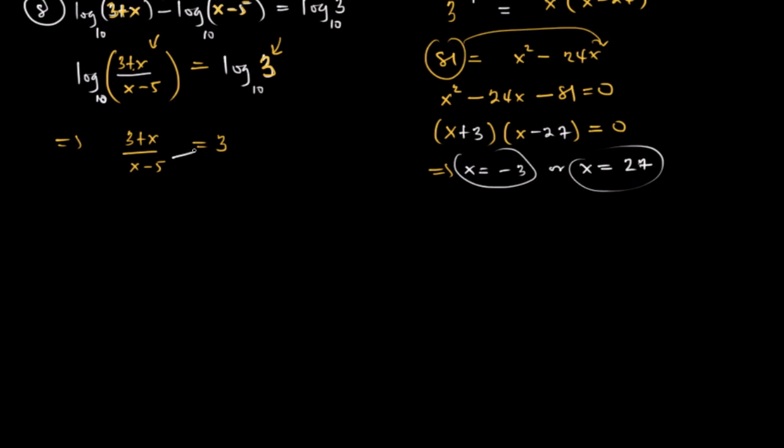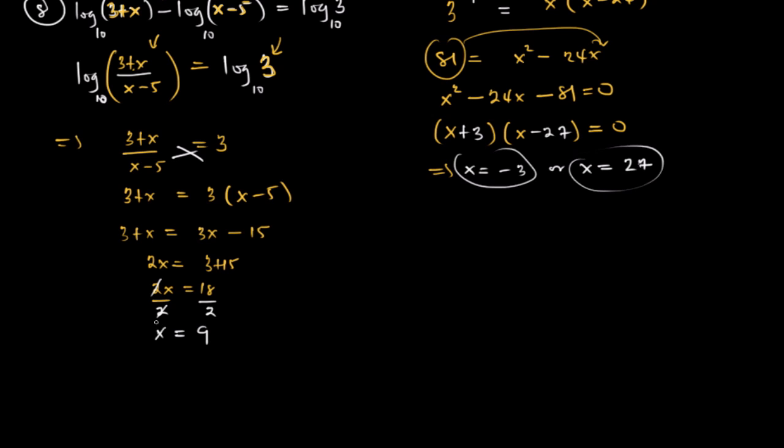To solve this, we cross multiply. So you have 3 plus x equals 3 times x negative 5, so 3 plus x equals 3x negative 15. To find x, we subtract x from both sides and bring 15 to the other side, so you have 2x equals 3 plus 15, and then 2x equals 18. Divide both sides by 2, and x equals 9.